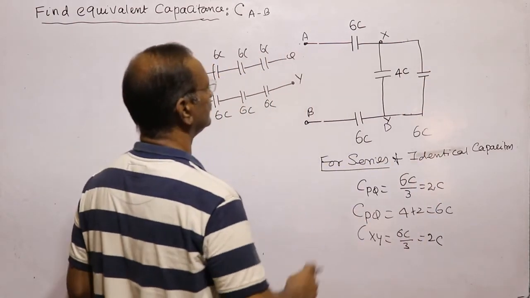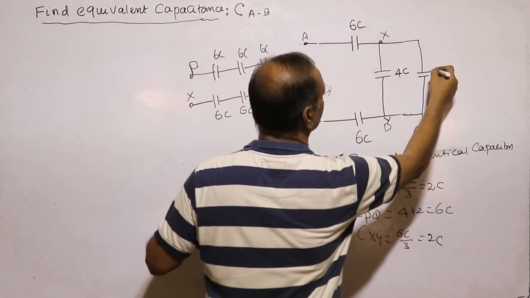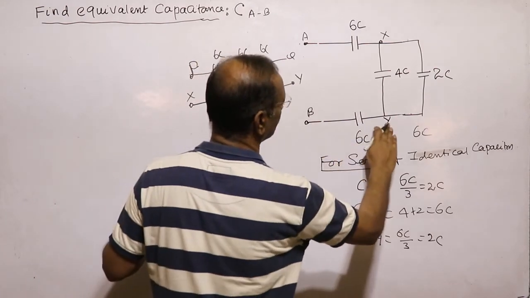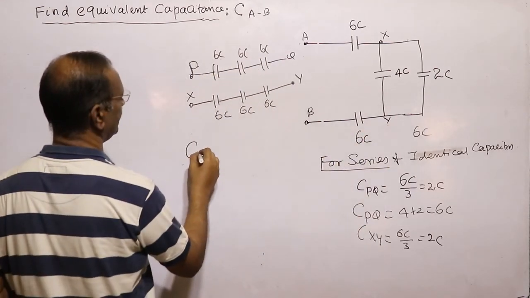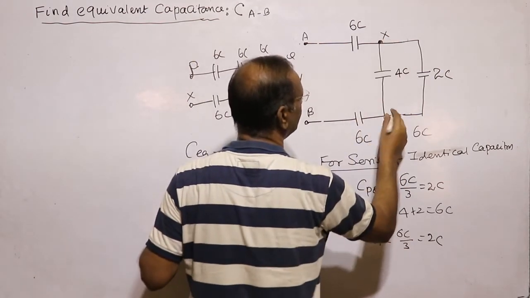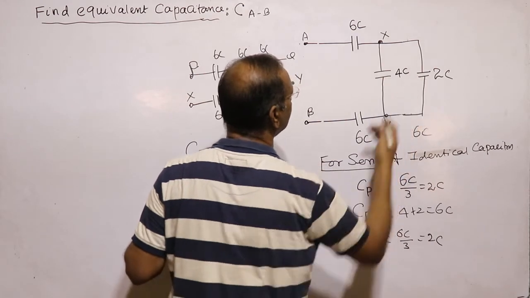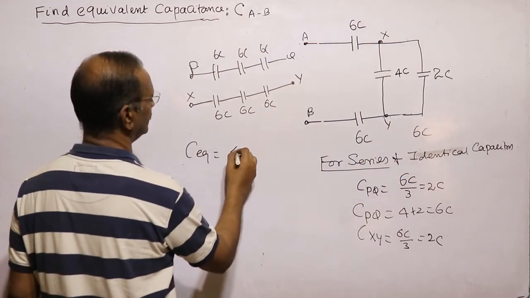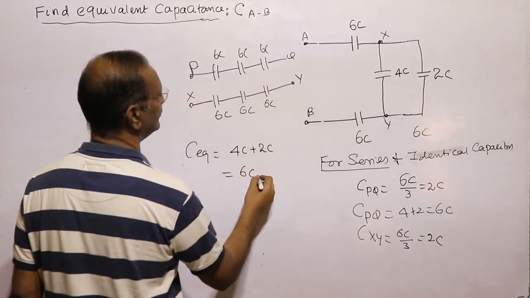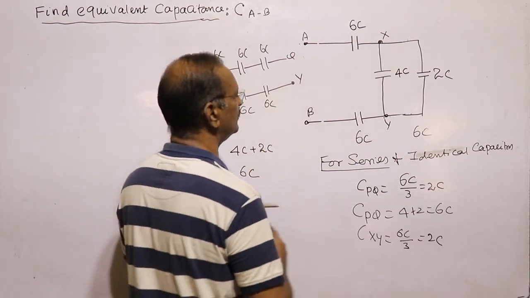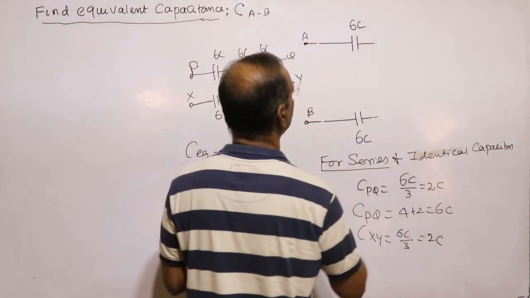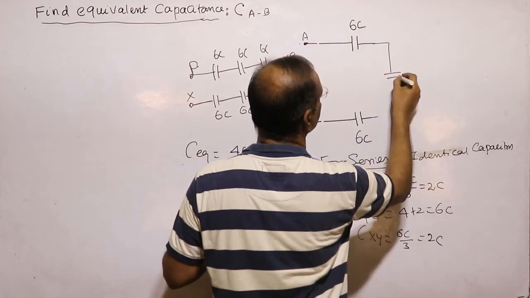Now these and these are parallel. It means between X and Y, again the C equivalent, because between this point and this point, X and Y, these and these are parallel. Therefore, the C equivalent is the sum of both the capacitors, which is equal to 6C. So this can be removed and written as 6C.